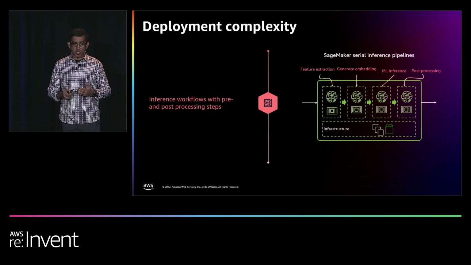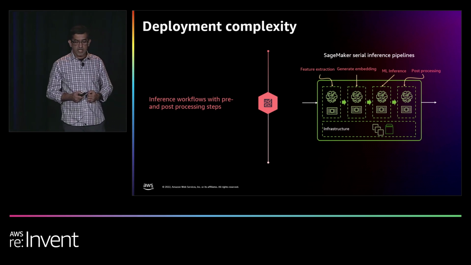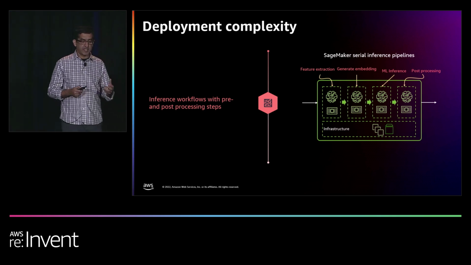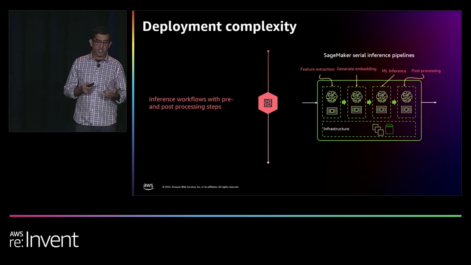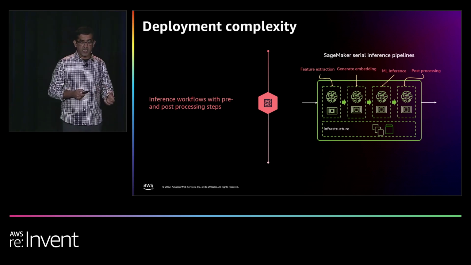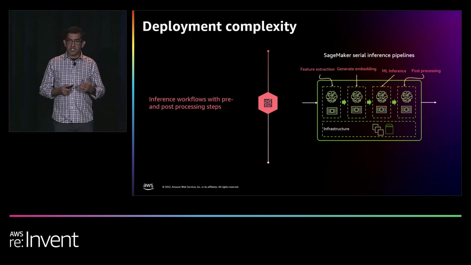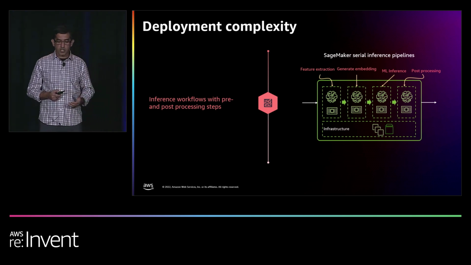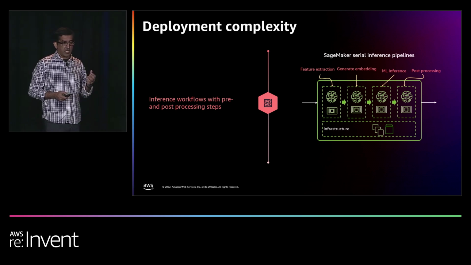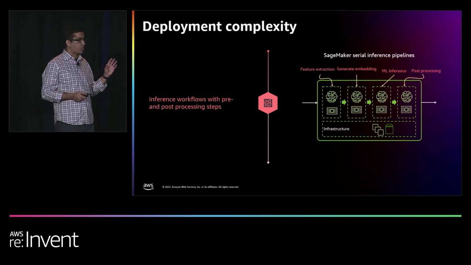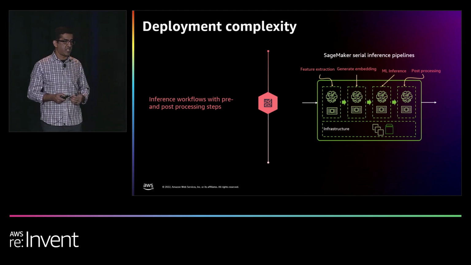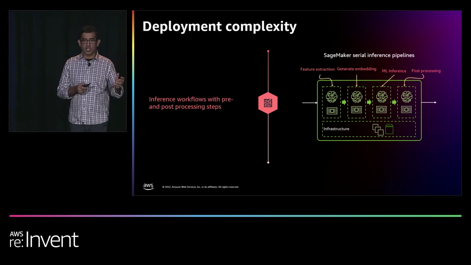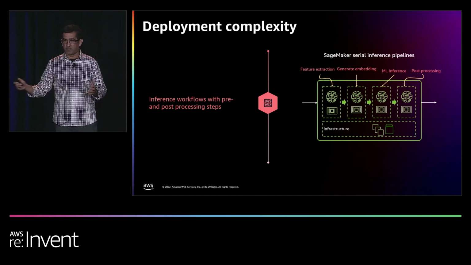Yet another way you may encounter complexity in your model deployments is if your application includes a pre-processing step, and it could be multiple pre-processing steps, such as feature extraction, generating embeddings, ML inference, and so on. And then there are post-processing steps as well. With SageMaker, you can deploy all components of your application on a single endpoint as a serial inference pipeline. Each application component can be deployed in its own container, and you have the option of either invoking each one of them independently as a direct invoke, or you can invoke them as a serial inference pipeline, which will execute all of them in series.